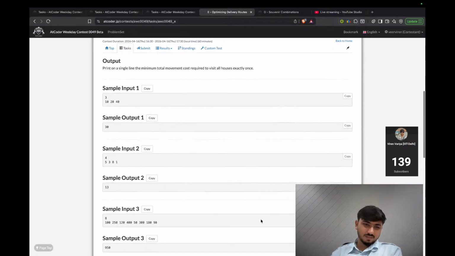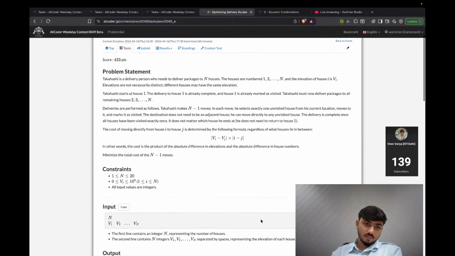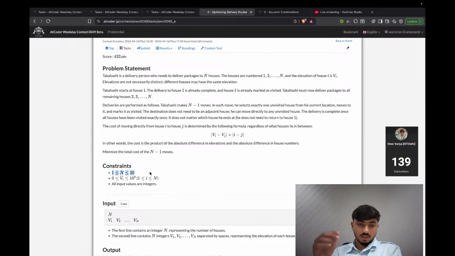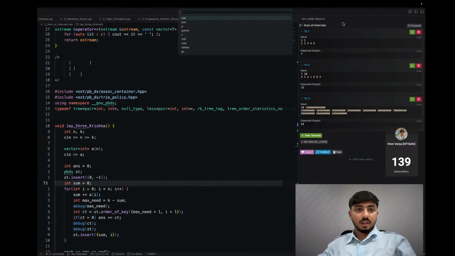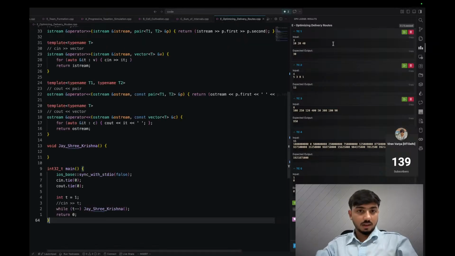Bit mask. We can do bit mask, right? 2 to the power 20. Oh, it is a bit mask. Let me try. Why am I feeling it's a bit mask?